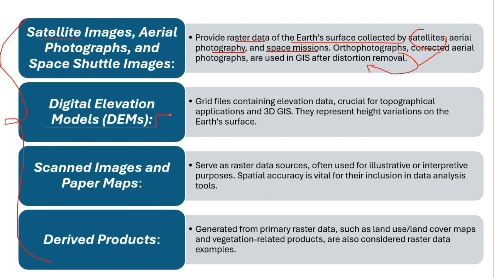Then there is the digital elevation model. In a digital elevation model there are grid files that contain the elevation data. It is crucial for topographical applications and 3D GIS, and digital elevation models represent height variation on the earth's surface. Then there are scanned images and paper maps. They also serve as a raster data source. They are often used for illustrative and interpretative purposes, and while using these kinds of data sets, spatial accuracy is vital. Then there are some derived products. These derived products are generated from primary raster data. Like using satellite images, we create land use, land cover maps and vegetation related products. These are also considered raster data.